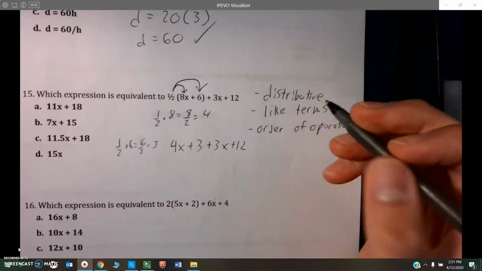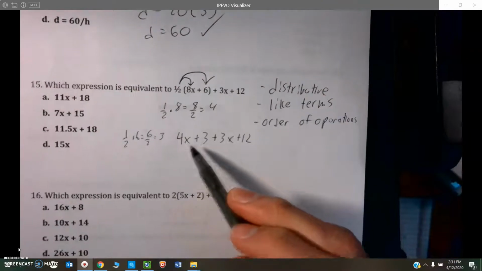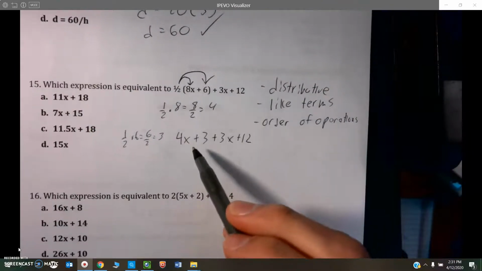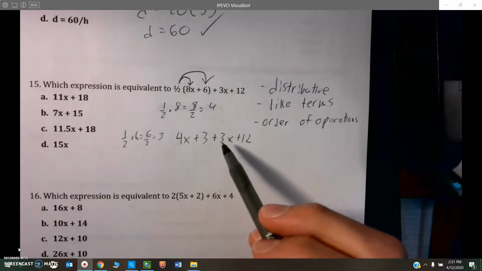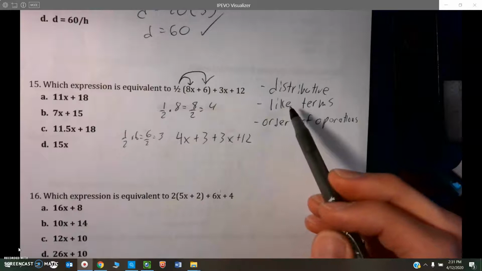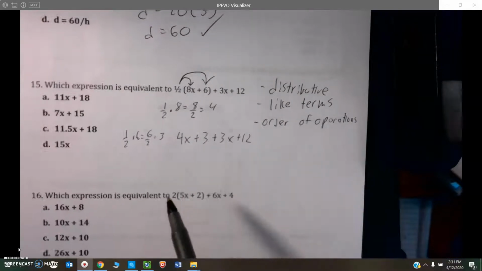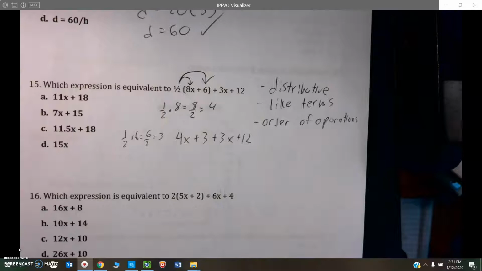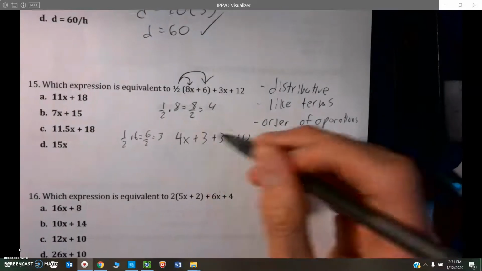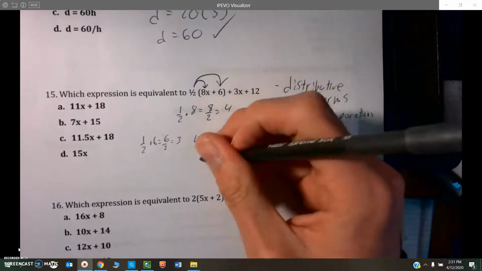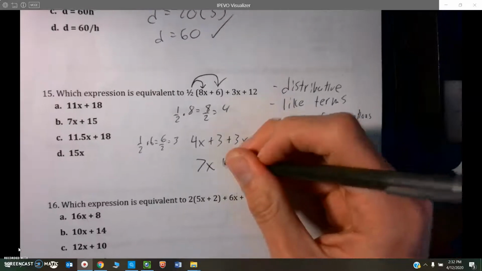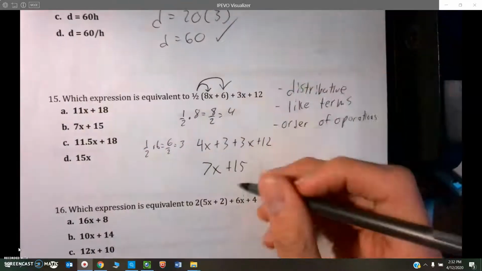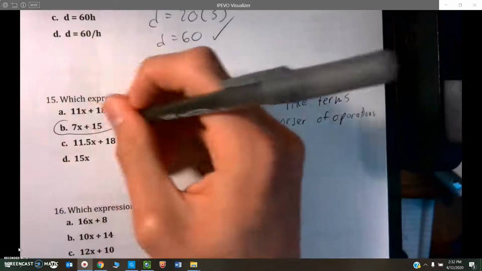All right. And now I've got this addition expression of 4 terms. And now I have to combine like terms. So like terms are numbers that either have the same variable or don't have a variable at all. So I can see 4x and 3x both have a variable, so those can be combined, and that would make 7x. And 3 and 12 are both numbers without a variable, so those can be combined. So 7x plus 15 is my answer, and that is B.